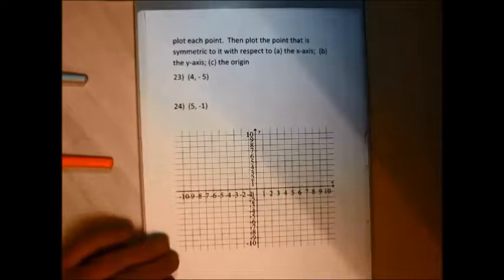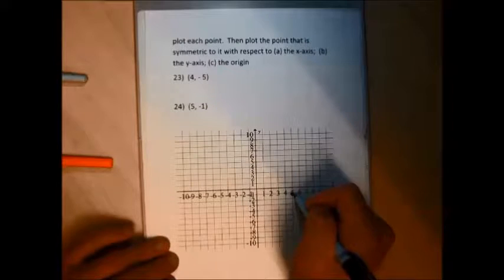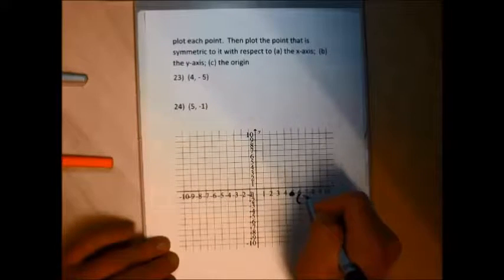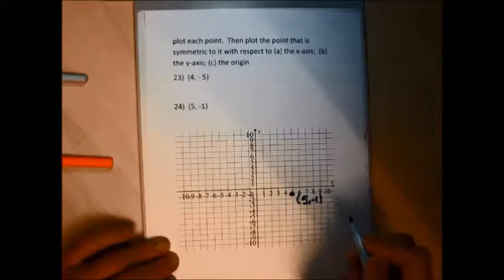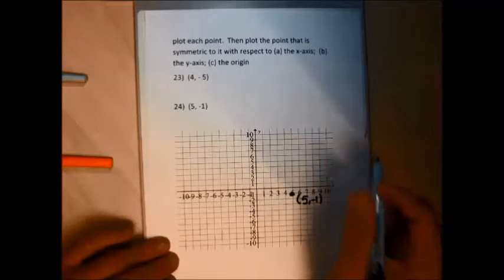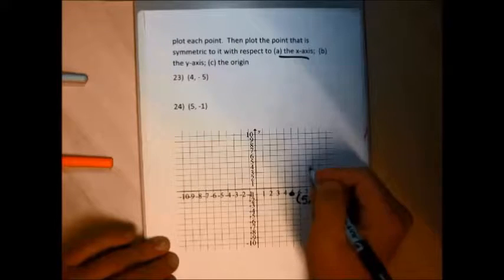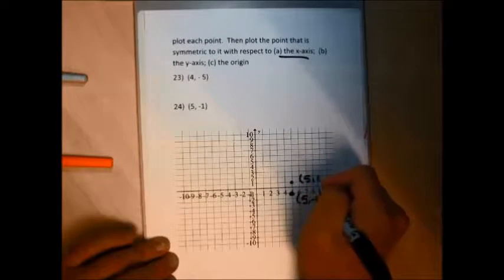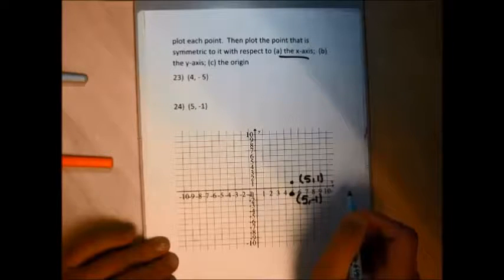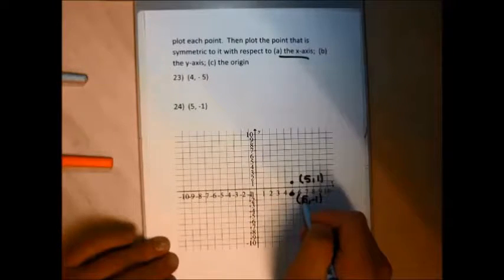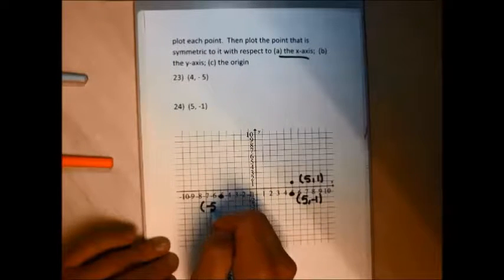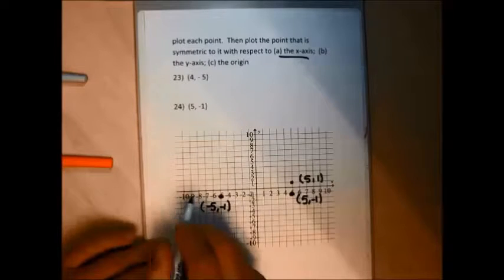So for 24, first I'm going to plot the point 5, -1. So there's my point 5, -1. Now to find the symmetric point across the x-axis, I change the sign of the y. That's going to be the point 5, +1. For part B, to go symmetric across the y-axis, I change the 5 to -5 and get the point -5, -1.